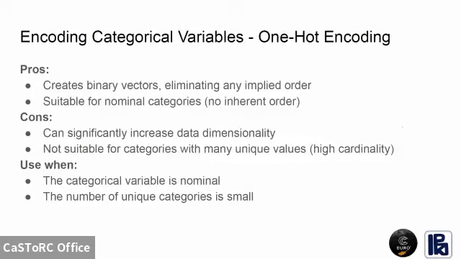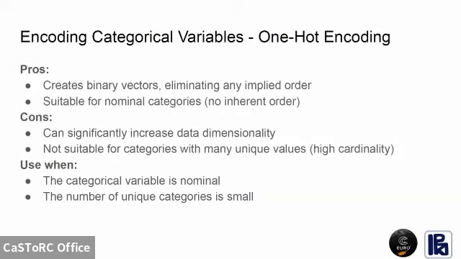The positive is that it creates a binary vector of 0s and 1s, and it eliminates any implied order. It eliminates the problem that you have red, green, blue always in this order, 1, 2, 3. This takes away the implied order, and it is very suitable for nominal categories, which don't necessarily have any inherent order.